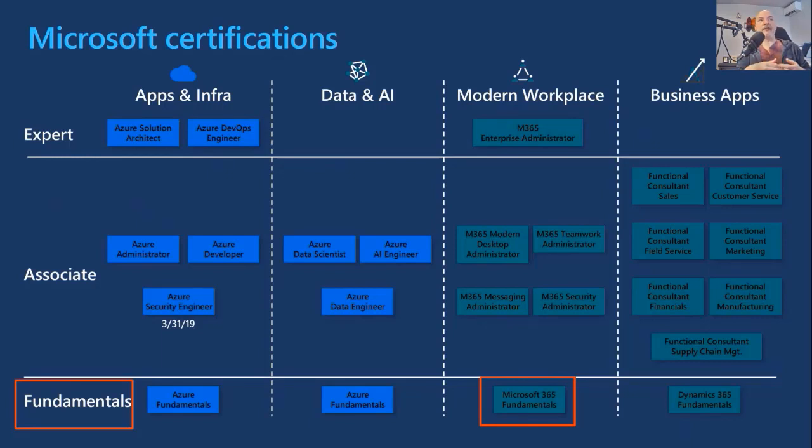And then after you take those, usually that's 2 exams. In the case of modern desktop administrator, that would be MD-100 and MD-101. You take the fundamentals, you take the MD-100 and 101 in this example, and then you can take the Microsoft 365 Enterprise Administrator exam. That Enterprise Administrator exam doesn't require MD-100 or MD-101. It could be the Exchange or the messaging, or the Teams or the security. But you have to take one of the associate level, and then you can take the MS-100, MS-101, and become that enterprise administrator.